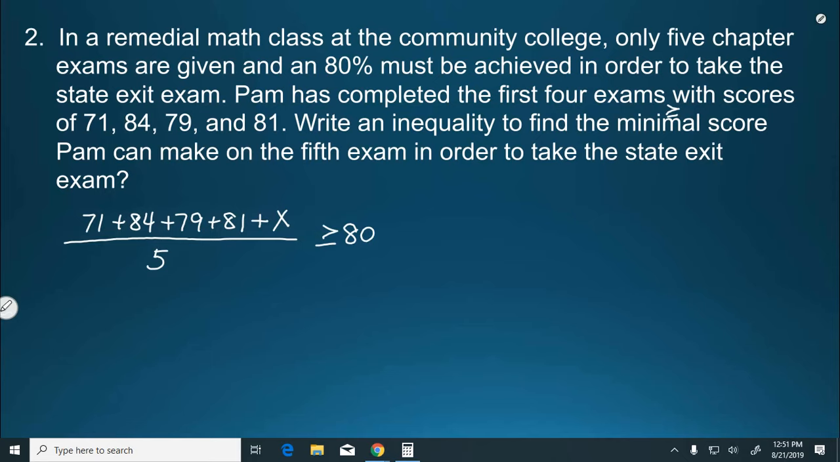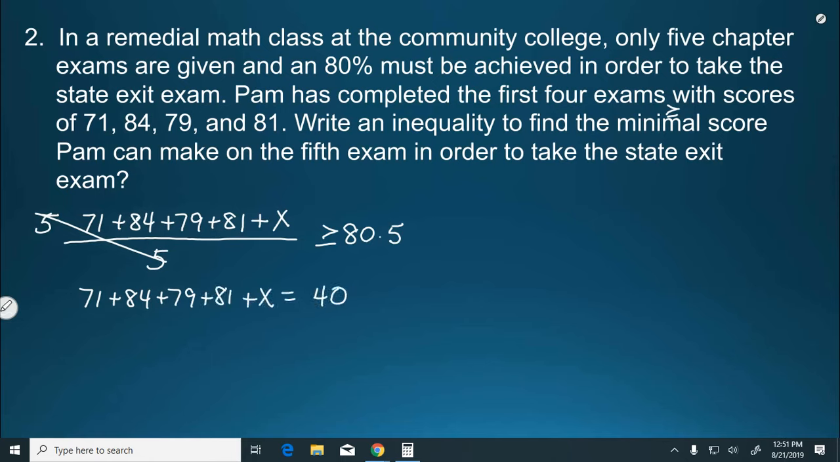All right, now we can solve this. We can start by getting rid of the denominator 5 by multiplying each side by 5. So that gives me 71 plus 84 plus 79 plus 81 plus x, greater than or equal to 80 times 5, which is 400.